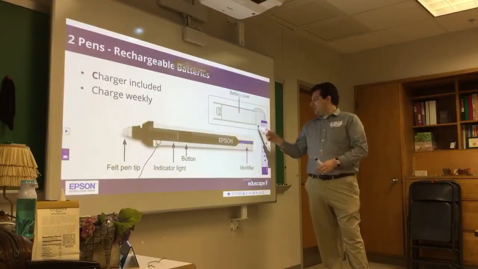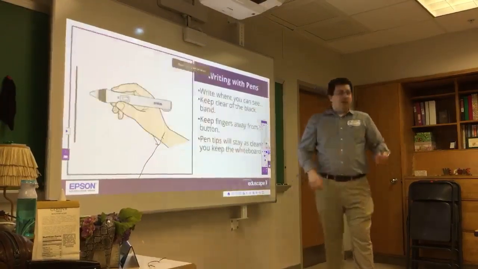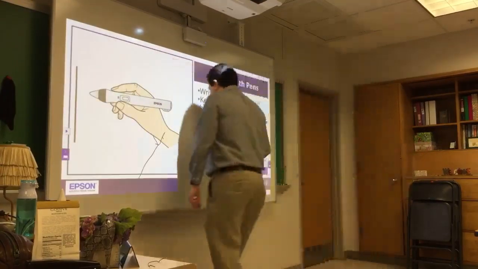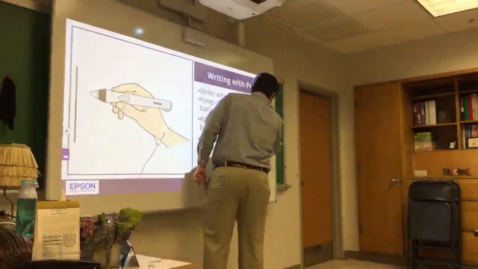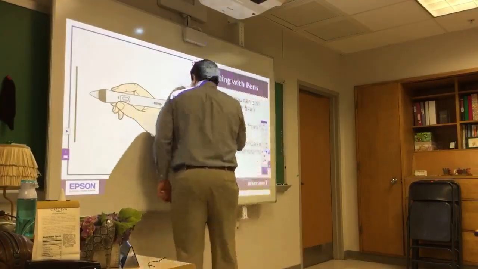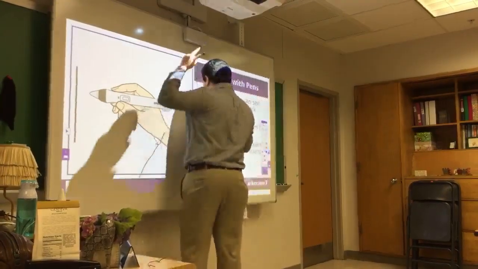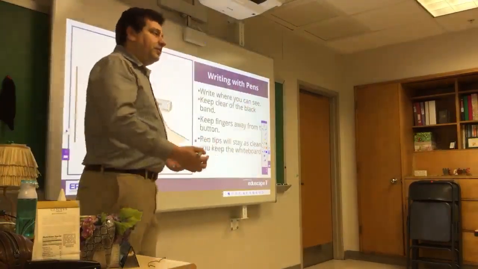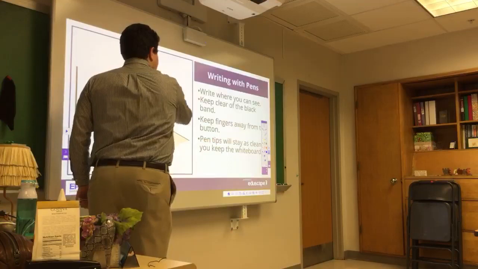Come on, oops, there we go. When you write, you always need to write where you can see. Because if I stand here and try to write in my own shadow, I'll try it right now, I'm blocking the projector's camera up there. It can't see, so there's no effect. So we always tell people, write where you can see.